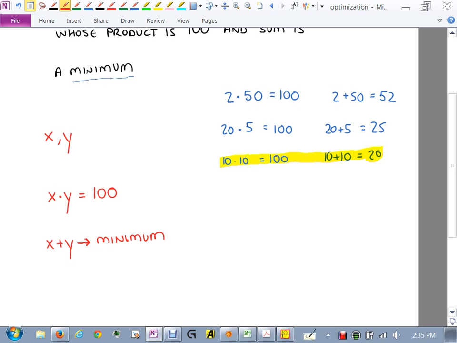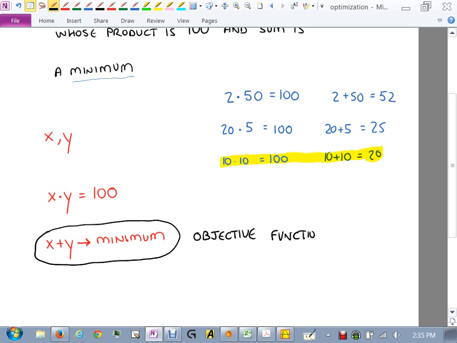You got it? Okay, this right here, the thing we're trying to find the minimum of, or sometimes we're trying to find the maximum, this right here is called the objective. Either function or equation, depending on how we set it up.